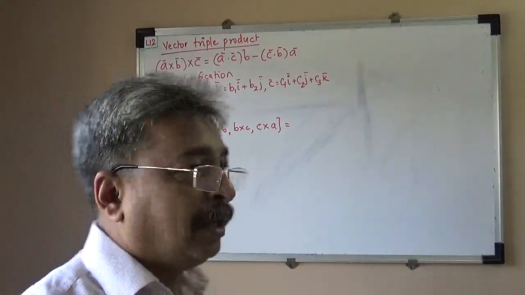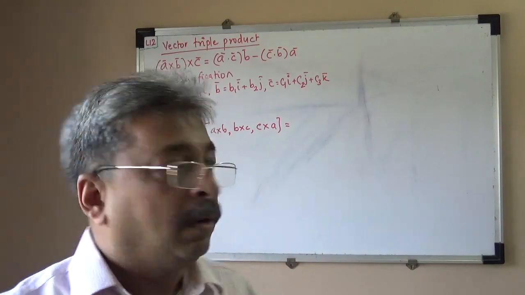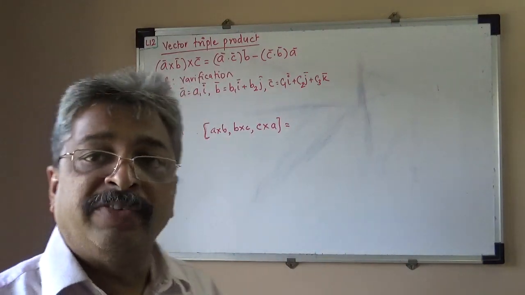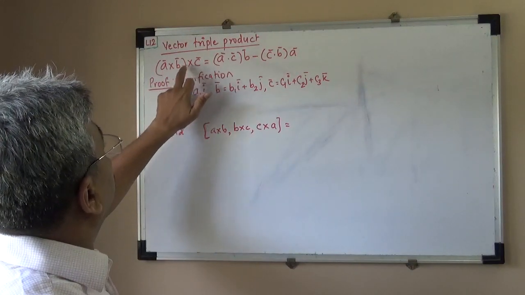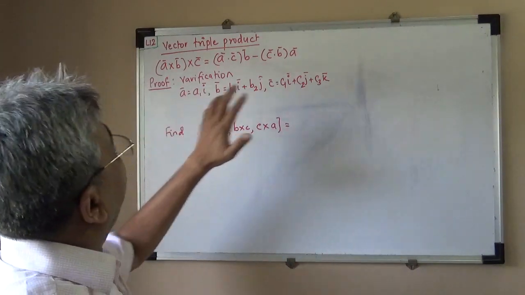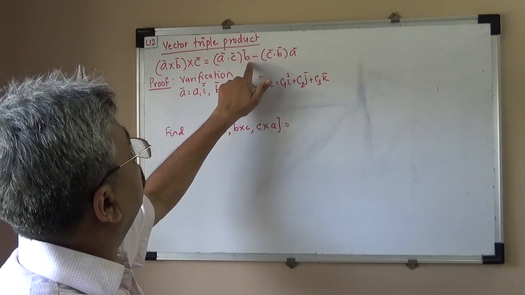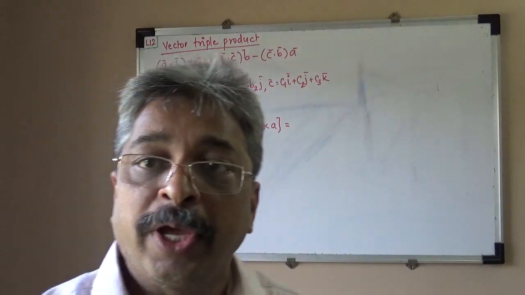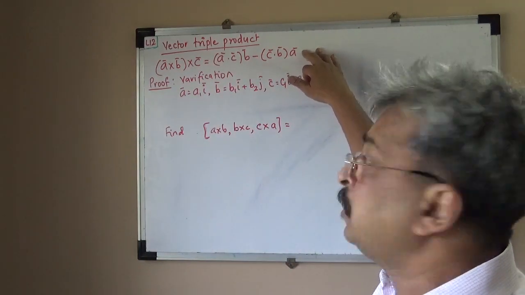Okay, in lecture number 12, let us see what is the meaning or definition of vector triple product. Suppose we have three vectors a, b, c, then what do we mean by a cross b cross c? It is given that a cross b cross c is eventually equal to a dot c times b minus c dot b times a. Okay, this is a formula that is given to us.